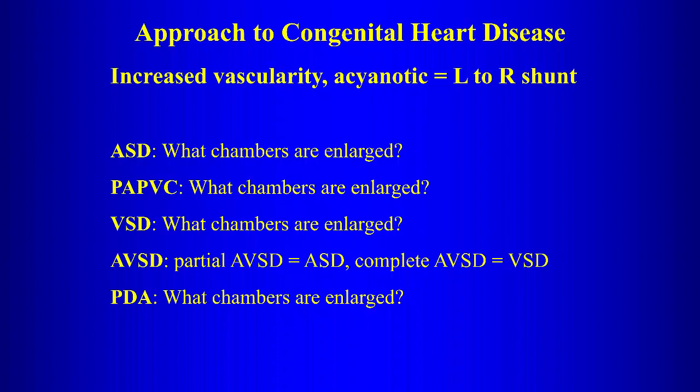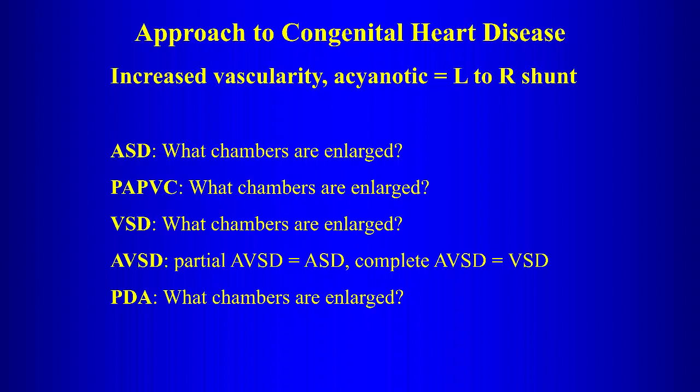Partial anomalous pulmonary venous connection, we haven't talked about that yet, but what chambers would be enlarged with a partial anomalous pulmonary venous connection? Is that it? Well, I'll do you a favor. You can store partial anomalous pulmonary venous connection on the same neuron as atrial septal defect, because they look the same as far as the chest radiograph. Both of those will give you right-sided cardiac enlargement, right atrium and right ventricle.